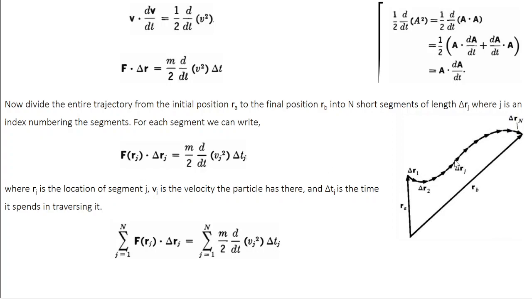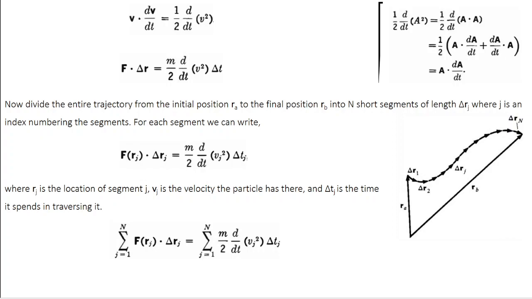Now for the jth segment I can rewrite this equation. At the jth segment the force is F of rj dot delta rj equal to m by 2 d by dt vj square into delta tj. So this is for the jth segment. I can write this equation for each of these segments and add all these together, then I'll get the total equation for the entire motion, right? So you add all these equations, you get summation over j F of rj dot delta rj equal to summation over j m by 2 d by dt vj square delta tj.